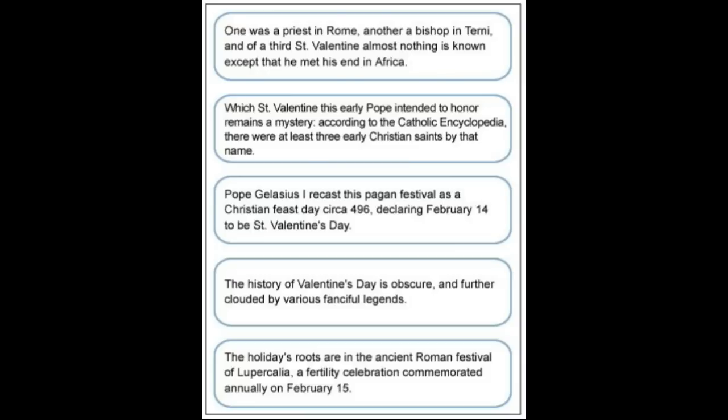But again, there is a problem, because what is this pagan festival? It doesn't say anything about it. So there has to be another previous paragraph that makes it clear about this pagan festival or what it is. Then you have, the history of Valentine's Day is obscure and further clouded by various fanciful legends. So the moment you read this paragraph, it seems to be the introduction.